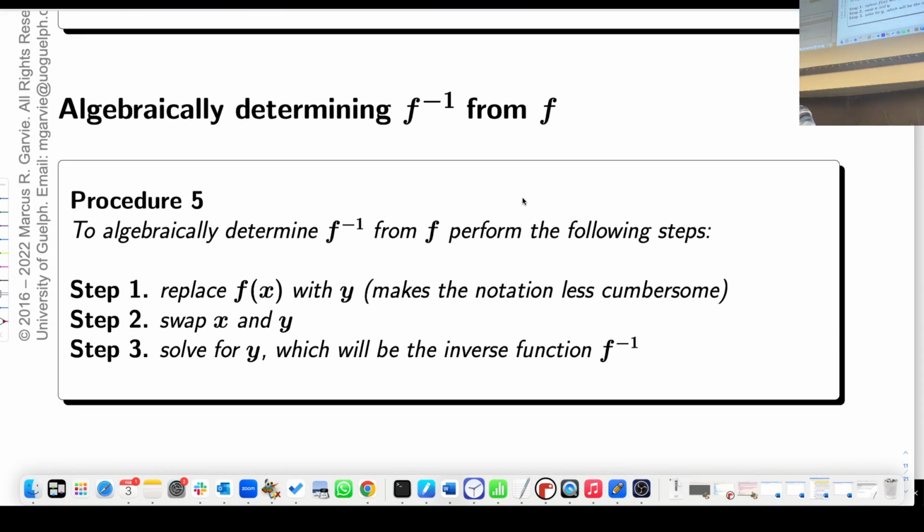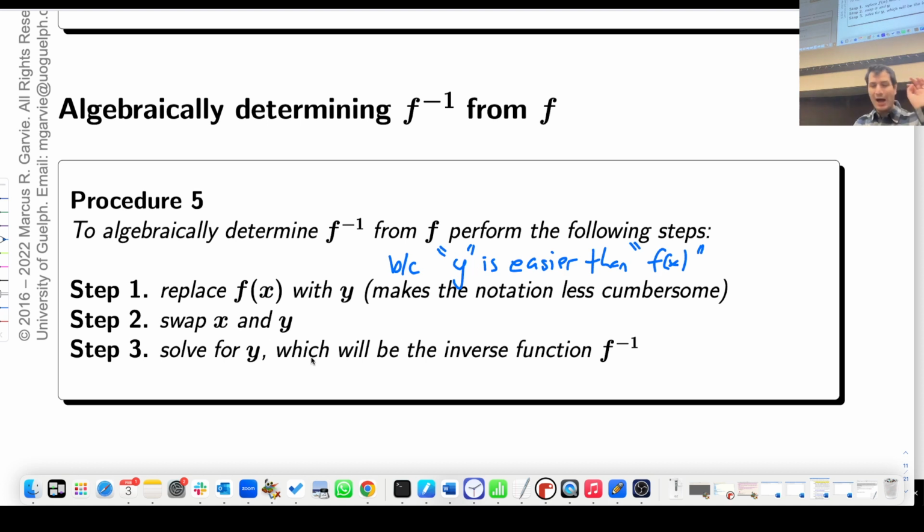And this is on page 197. So to algebraically determine f inverse from f, perform the following steps. We replace f of x with y. And the only reason we do that is to make the notation easier, because y is easier to write than f. And we're going to be writing them a lot. So this step is really just to make things convenient to write.